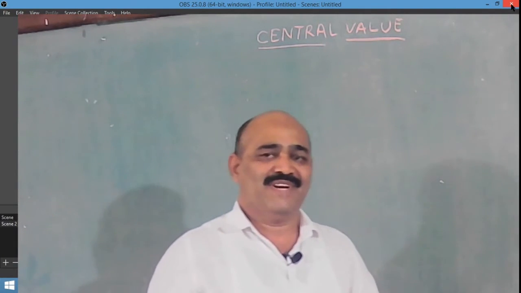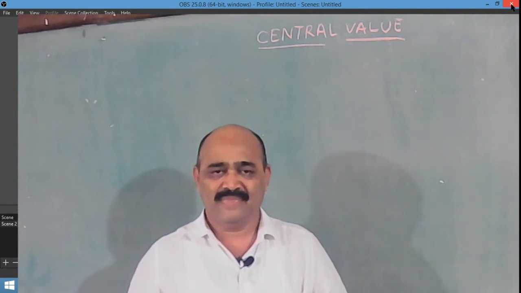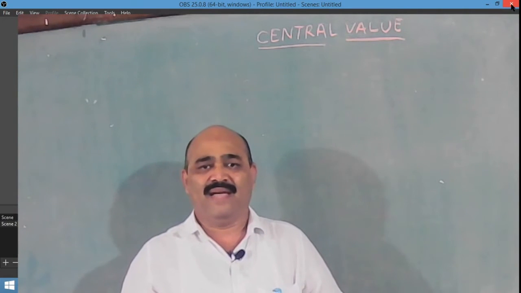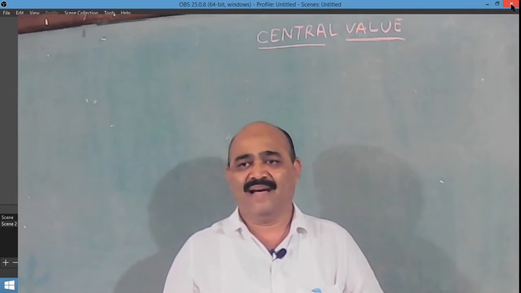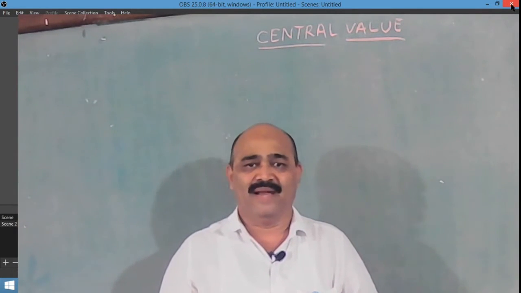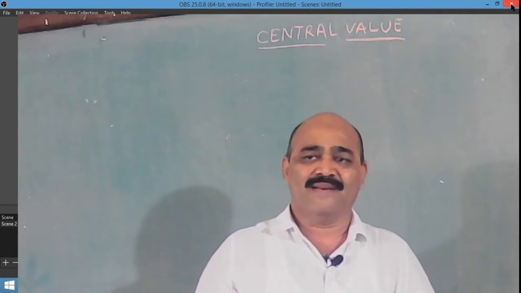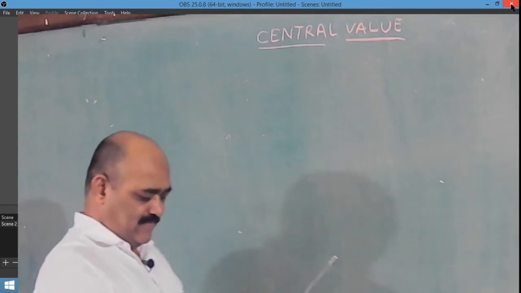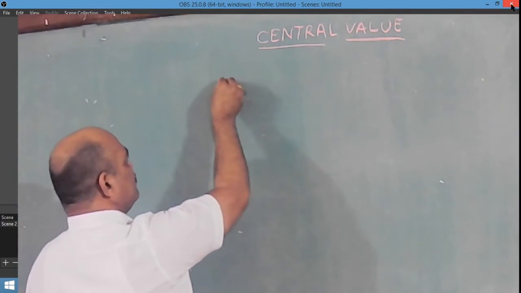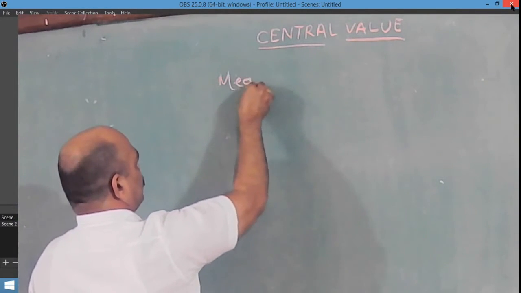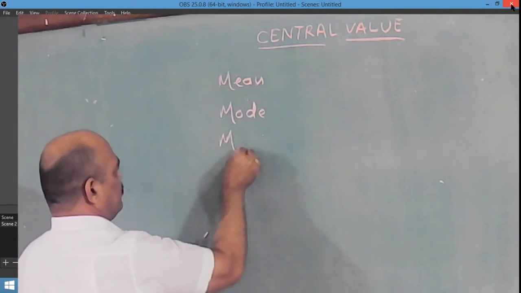Now, what is central value? Central value, which is also known as location, represents the data in the form of a single number. It is the value located in the center of the data and around which observations are distributed. There are three popular methods of expressing the central value: mean, mode and median.